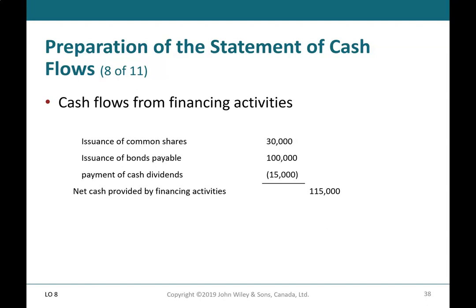Preparation of the statement of cash flows, 8 of 11. Cash flows from financing activities. Issuance of common shares, $30,000. Issuance of bonds payable, $100,000. Payment of cash dividends, $15,000. Net cash provided by financing activities, $115,000.